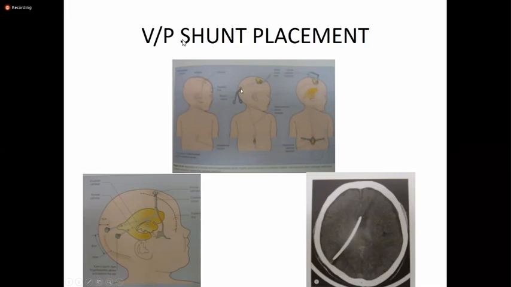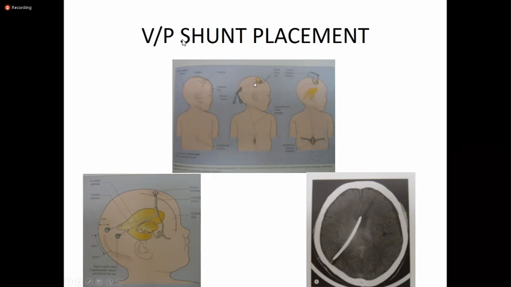You can see the VP shunt is placed by means of this. Here the ventricular catheter is passed. It is connected by means of the lower end, and it goes into the peritoneal cavity. So this is how the ventriculoperitoneal shunt is performed.